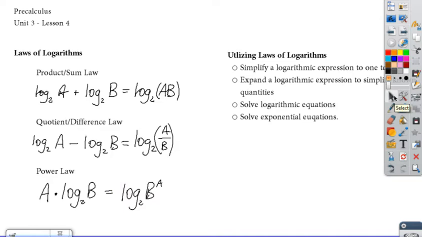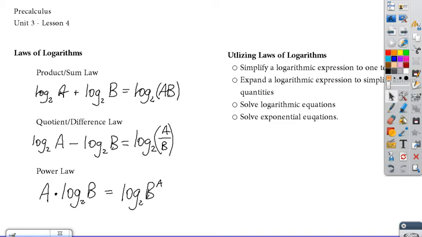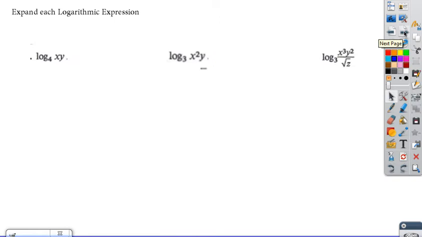So how are we going to utilize them? We're going to utilize them to simplify logarithmic expressions into one term. We're going to expand logarithmic expressions to hopefully simplify known quantities. And then we're going to solve exponential and logarithmic equations. So first, let's expand each logarithmic expression. So we're going to use those laws of logarithms.